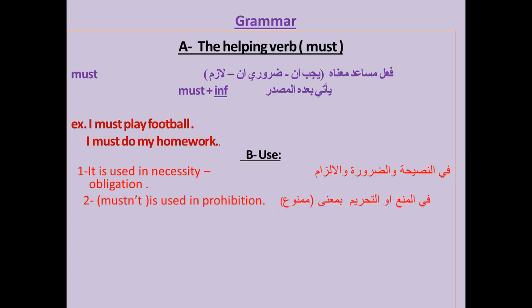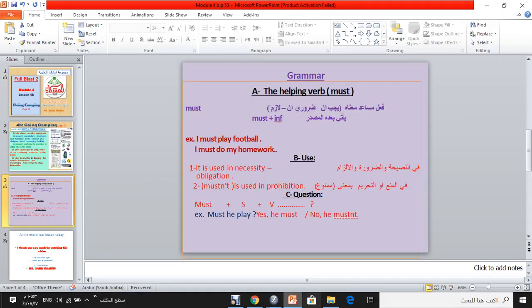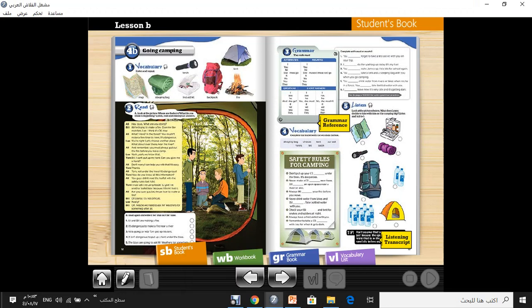The negative of must is mustn't. Mustn't is used in prohibition. Number C, question. How can we form a question on the helping verb must? Yes, must plus subject plus verb. Example, must he play? And the answer is yes, he must. No, he mustn't. Okay guys, let's move to your book, page 53.